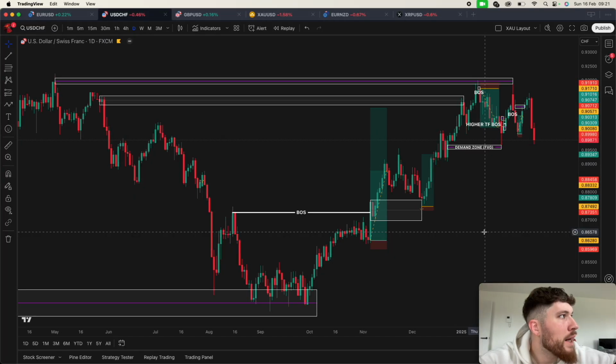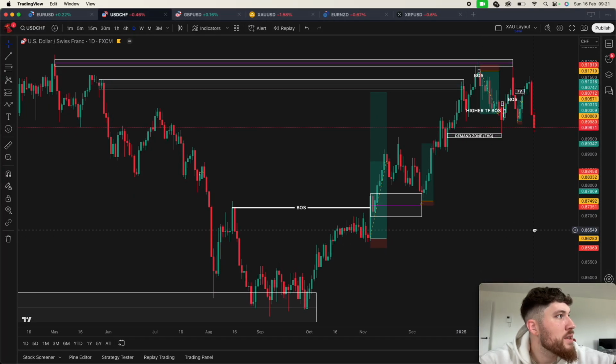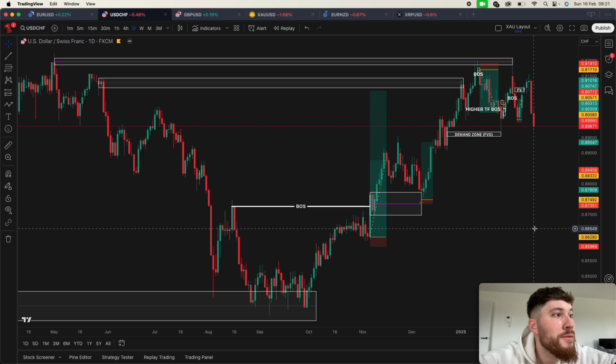Heading over to the US dollar Swiss franc, this is a pair that we've traded very, very well as of recently. And I'm looking to take full advantage of it again this coming week.